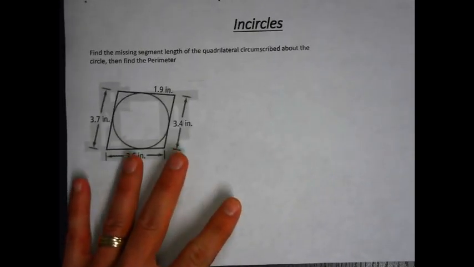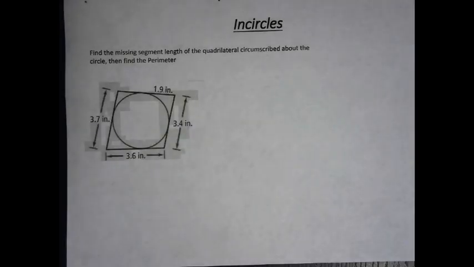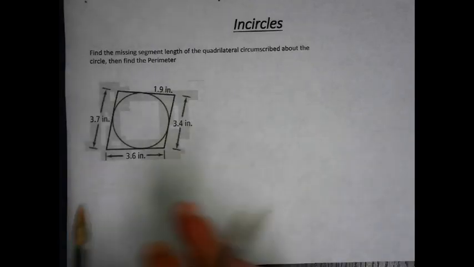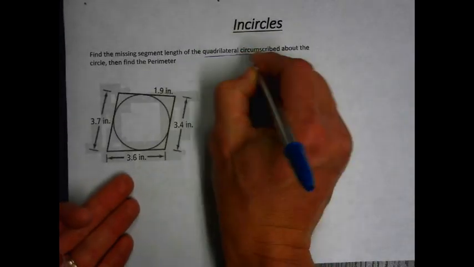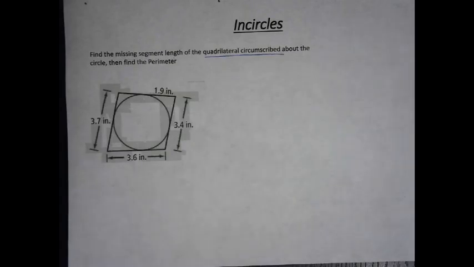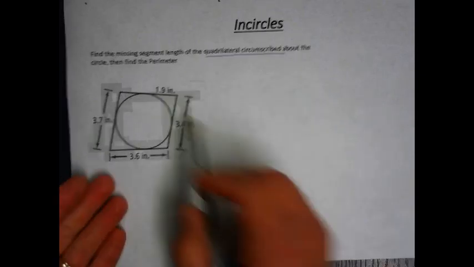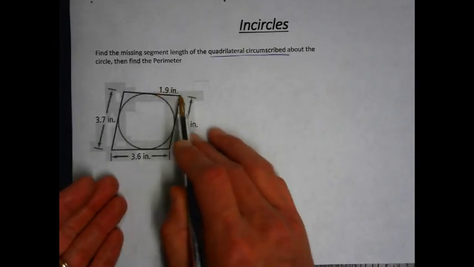So here we're going to find the missing segment length of the quadrilateral circumscribed about the circle. So notice before we talked about the circle being inscribed, well, we can also have a polygon being circumscribed. It's the same type of principle. What it means is tangent on all sides. So we know we have tangent stuff. Now, take a look at this. This is what is interesting. The only piece of a segment that we're given is 1.9 inches here.